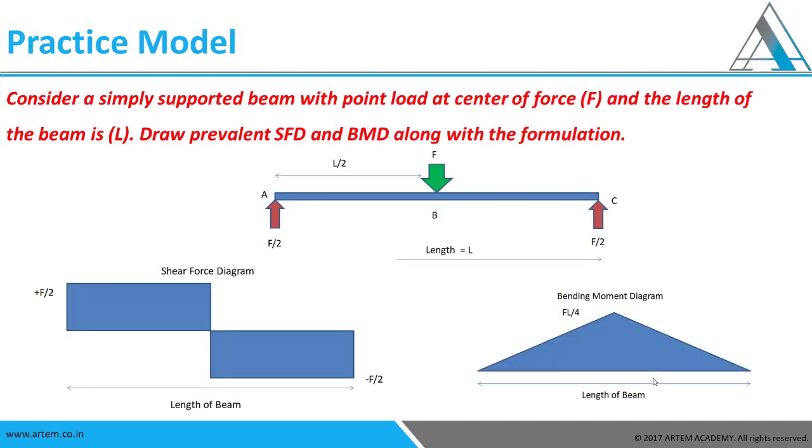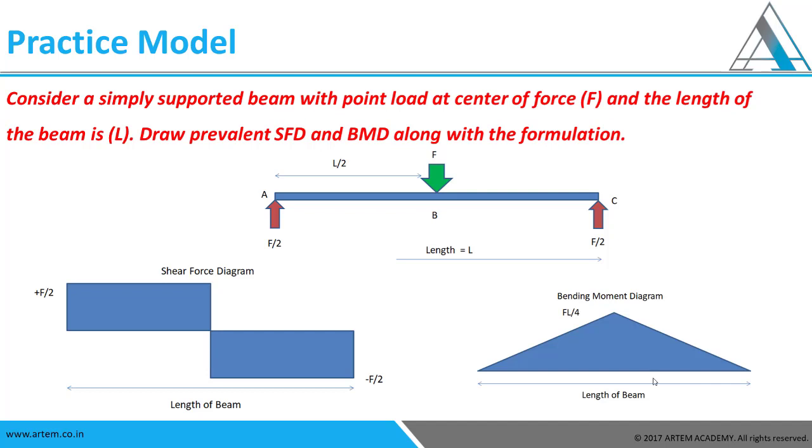Now let us try to do a model so that you would get an idea what is the shear force diagram and what is the bending moment diagram. So let us look at this beam. This is a beam which is simply supported. Simply supported means it is supported at both the ends. One end is fixed and other end is roller. This is the usual way of making a simply supported beam in the real world scenario as well.